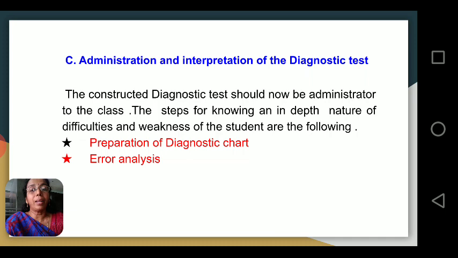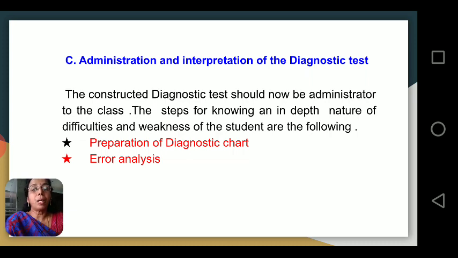By this, you can identify the individual difficulties and the group difficulties. If a question is answered wrongly by most of the learners, that means that area needs group remediation, or there is a group difficulty with that particular teaching point. And if a student answers most of the questions badly, that means that student needs individual remediation. There is a problem with that student.